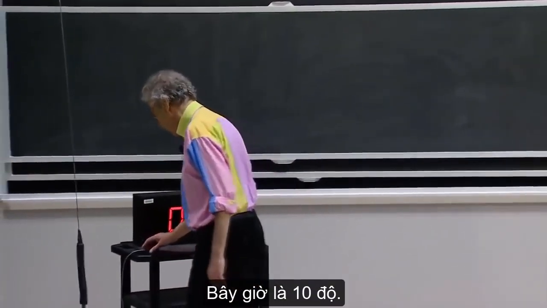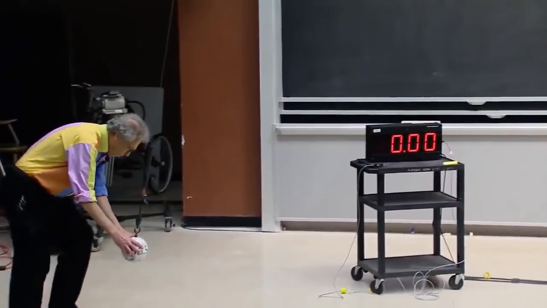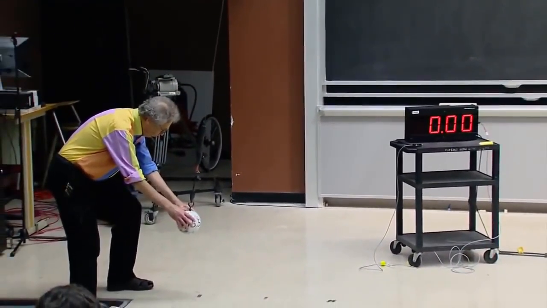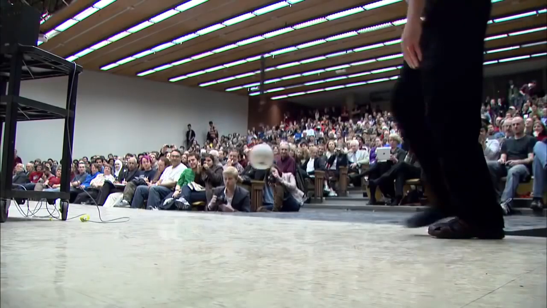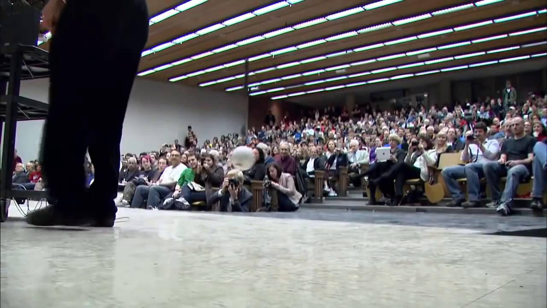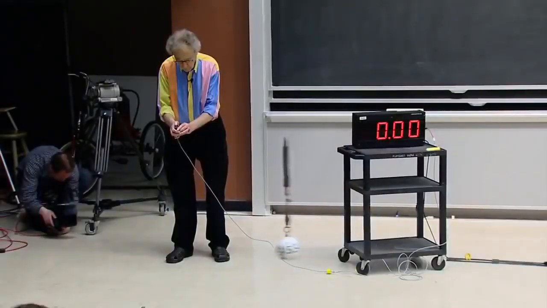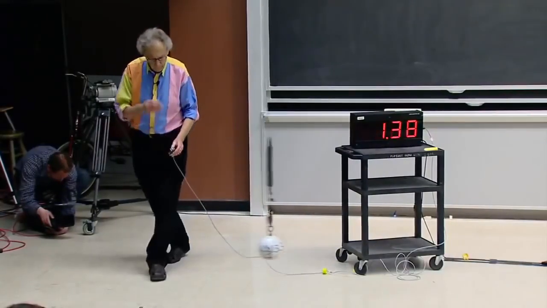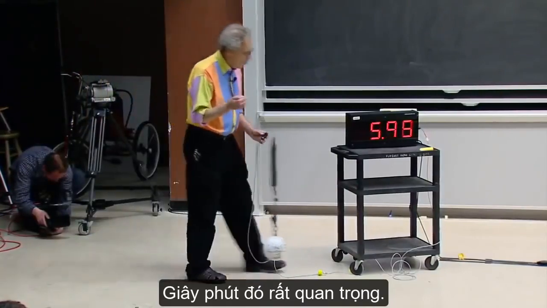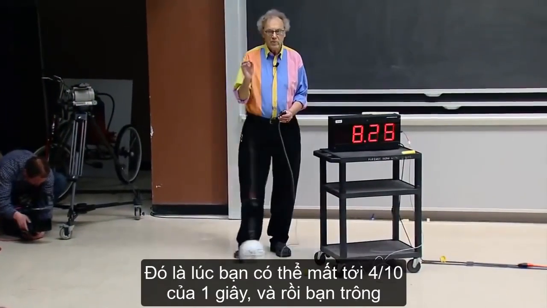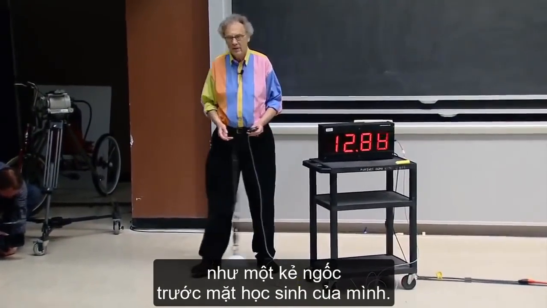So, now 10 degrees. That moment is crucial. That moment is crucial. That's where you can lose 0.4 of a second, and then you look like an idiot in front of your students.